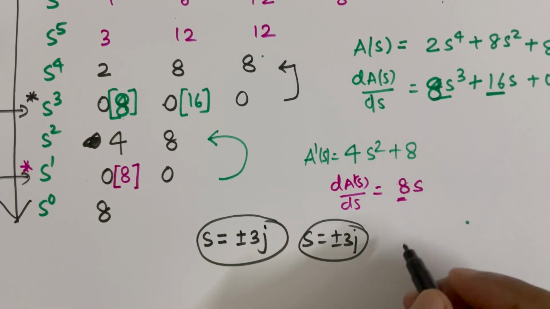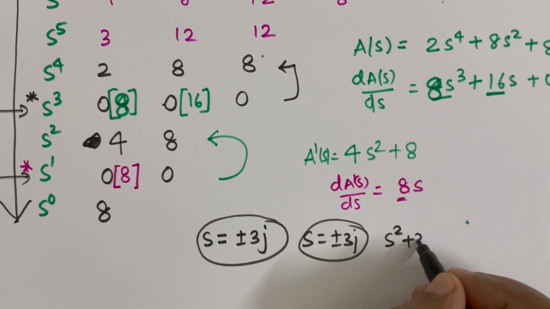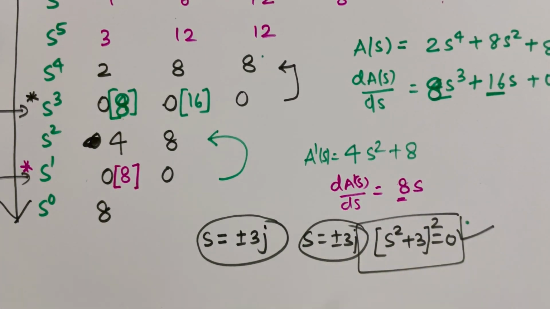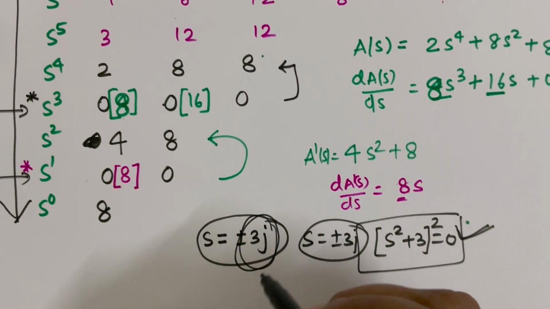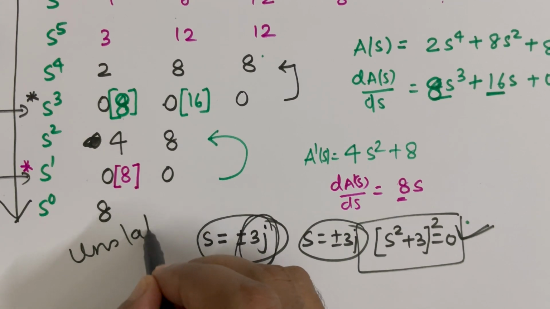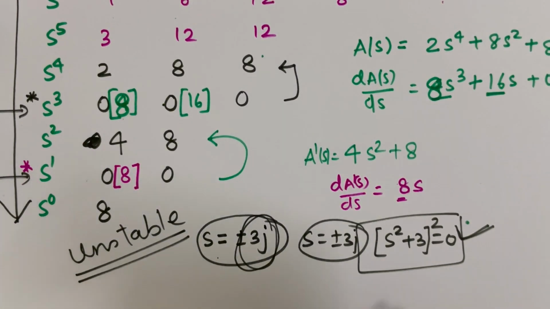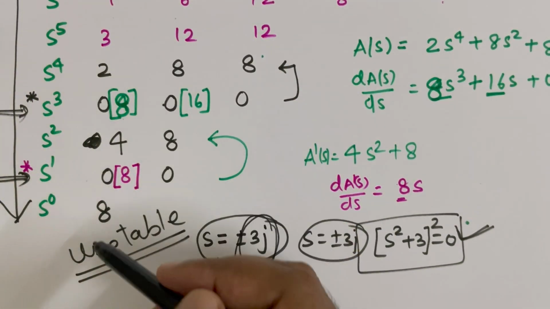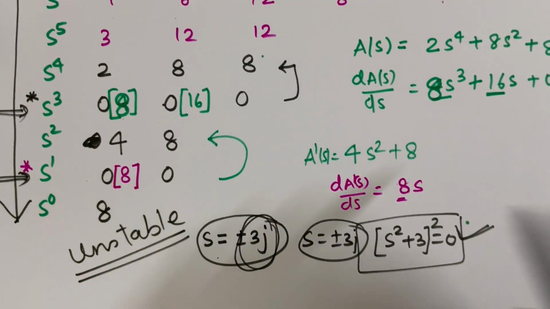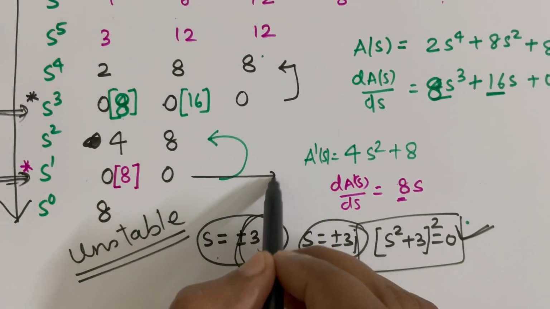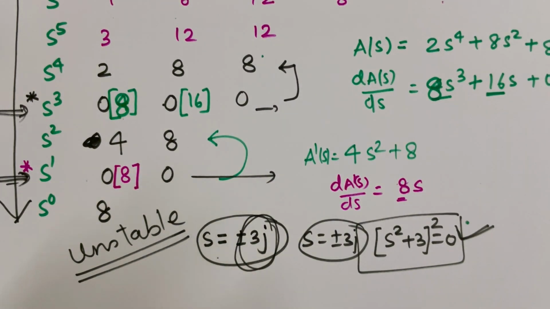Basically if you have s equal to plus minus 3j, it means that s square plus 3 equal to 0. So if I take a square of this, that means repetition of root is there. So if there is repetition of roots of imaginary values, then definitely the system will become unstable. So this system is unstable and it is a special case where two of the rows become 0 and there is no sign change. If a sign change is there, definitely the system is unstable. But even if a sign change is not there and you get two zero rows, then it will be an unstable system.